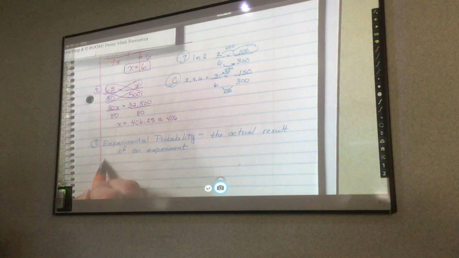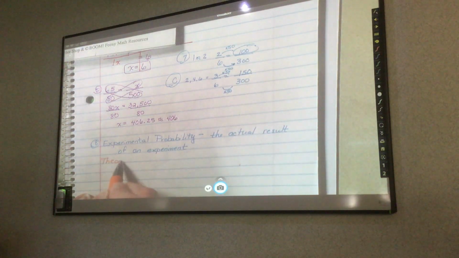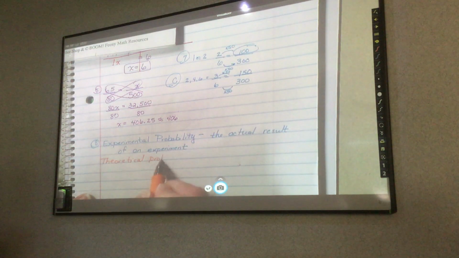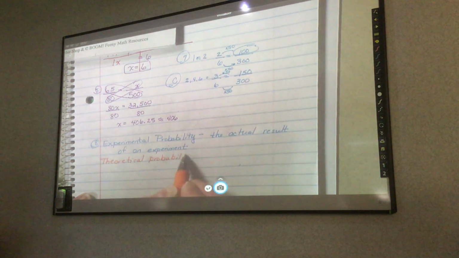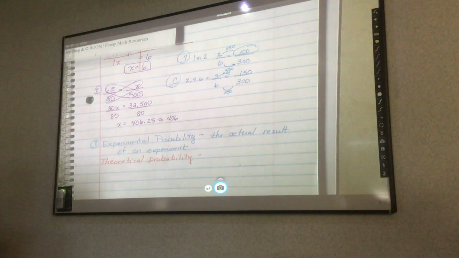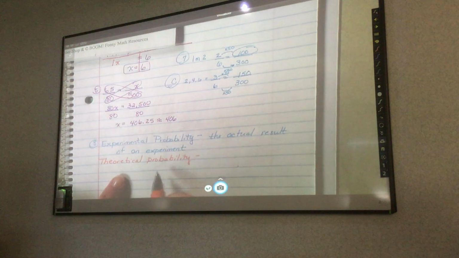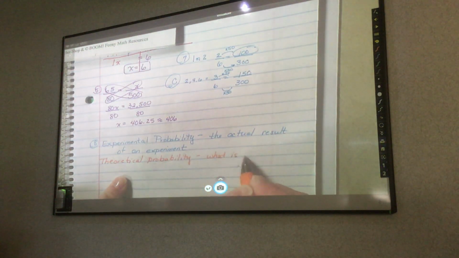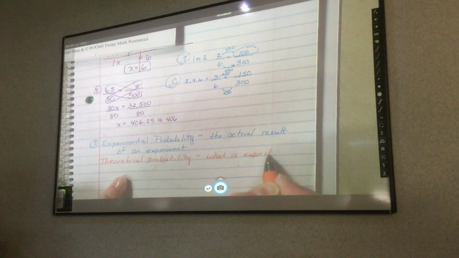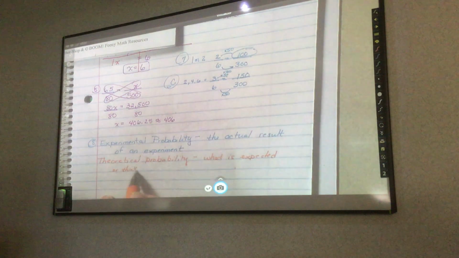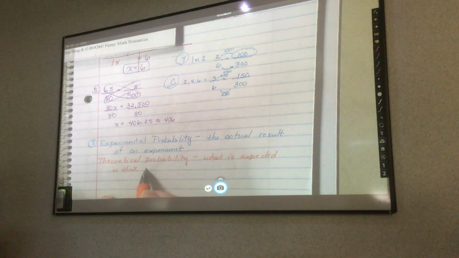Then we have theoretical probability. What's the base word in theoretical? Theory. It's a theory. It's what you think might happen. So theoretical probability is what is expected or think to happen.